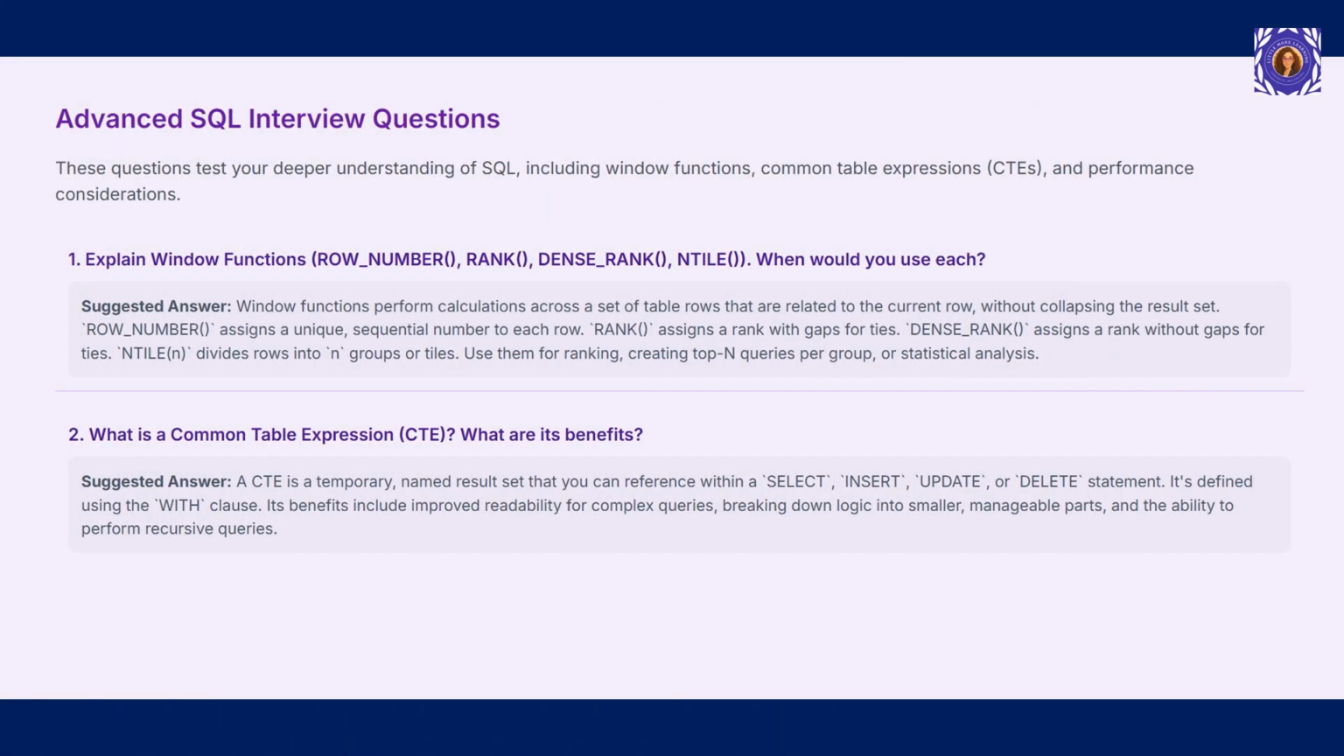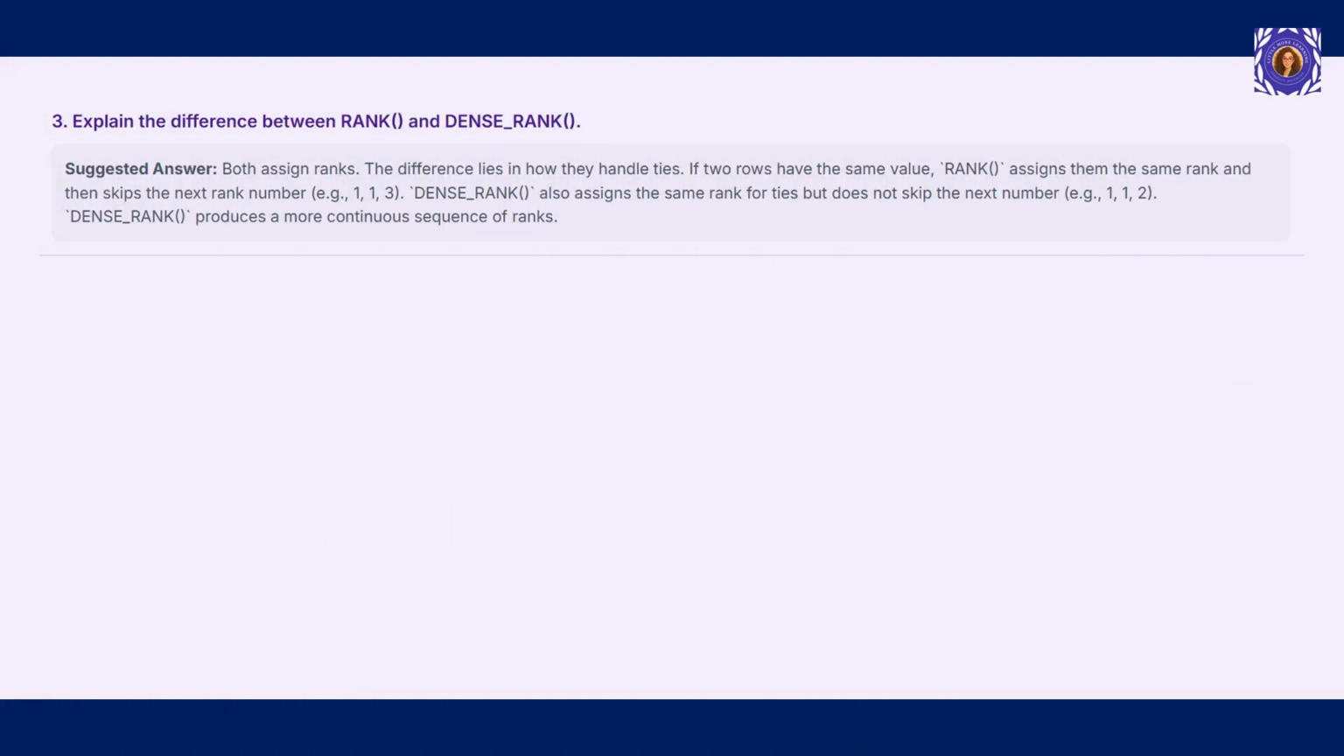What is a CTE? A common table expression is a temporary, named result set defined with the with clause. It improves query readability and is used for recursive queries. Difference between rank and dense rank?